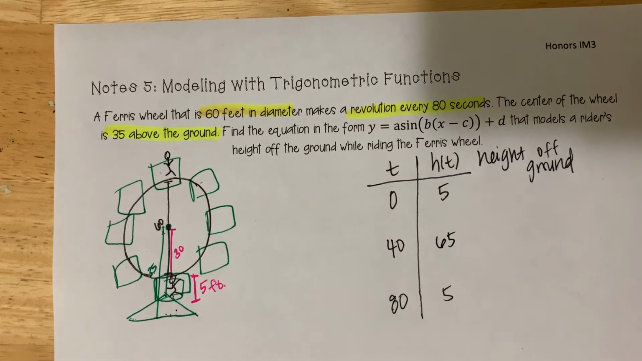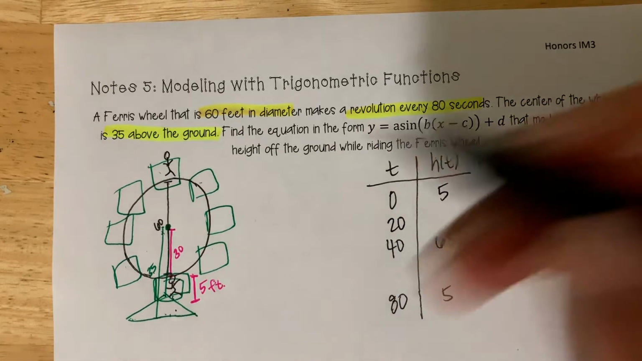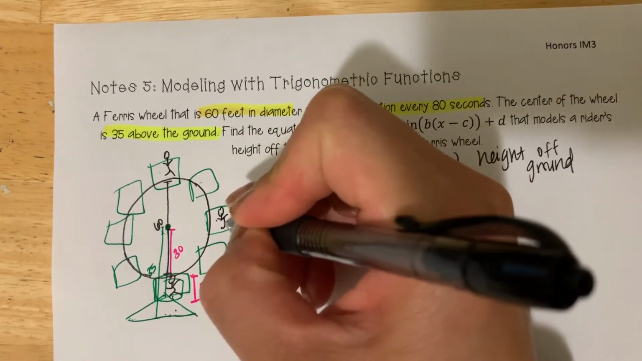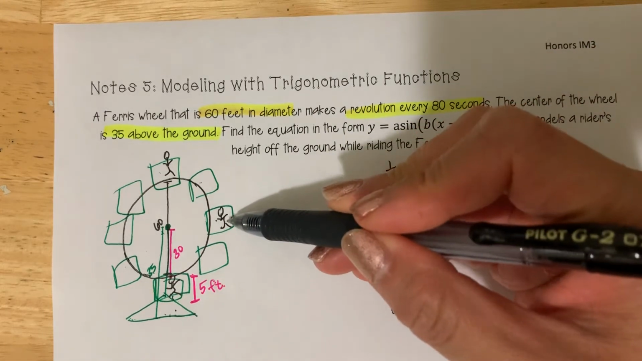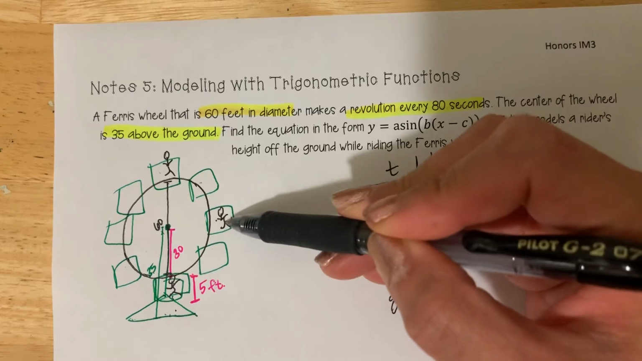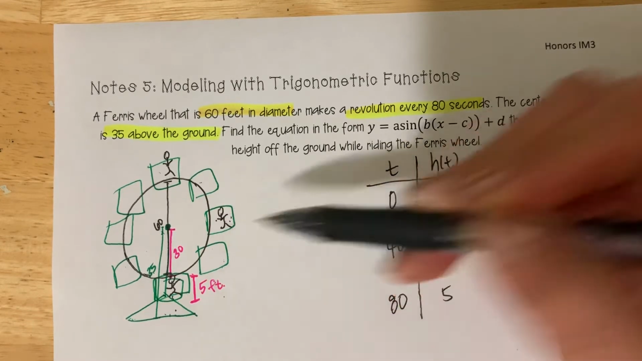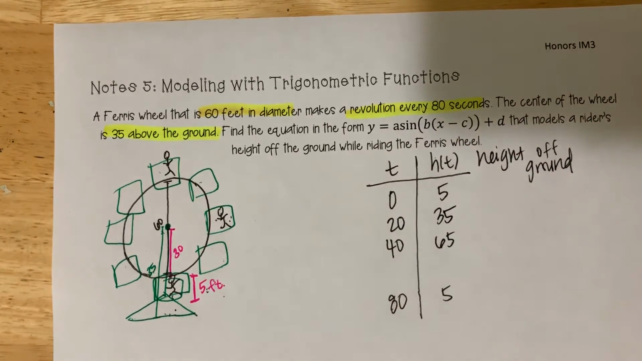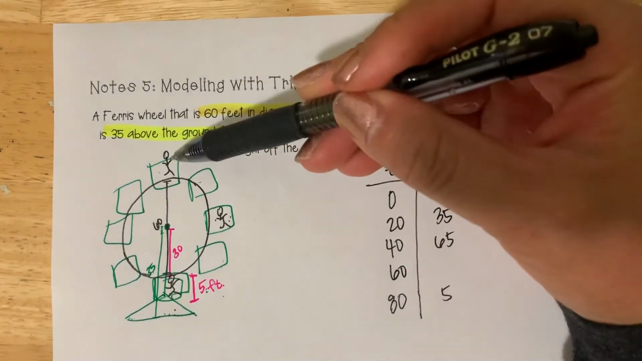Let's break it down even more. Let's talk about 20 seconds. So at 20 seconds, you should be right here now, right? And we want to figure out the height of this guy. Well, we know that the radius is 30 plus the 5 feet above the ground. So that means you are 35 feet above the ground. So don't forget to add this plus 5. And then let's go ahead. At 40 seconds, you're 65 feet.